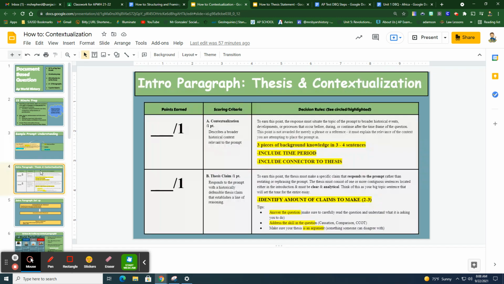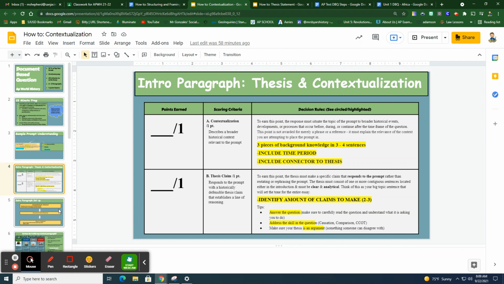Okay, so again, we mentioned before that this DBQ that you are going to be writing is a 7-point rubric. The first 2 points are earned within your introduction paragraph. And again, all we're going to be working on today in this lesson is just your opening paragraph. So, 2 points you can get. The first point is your context point, which I'm going to show you a slideshow on how to do right now. And then your second point is your thesis point.